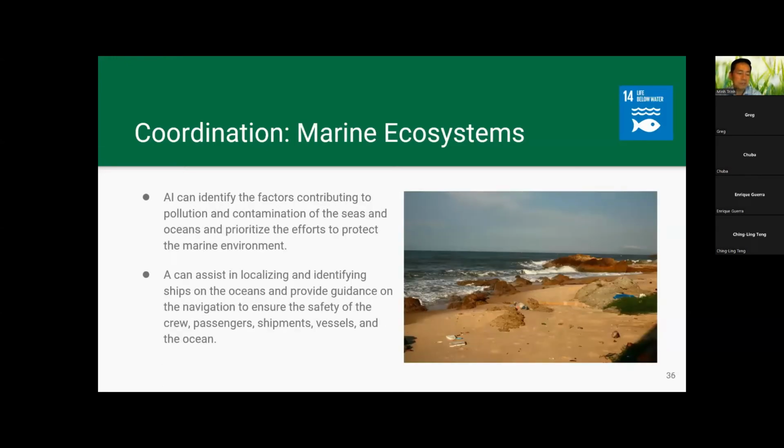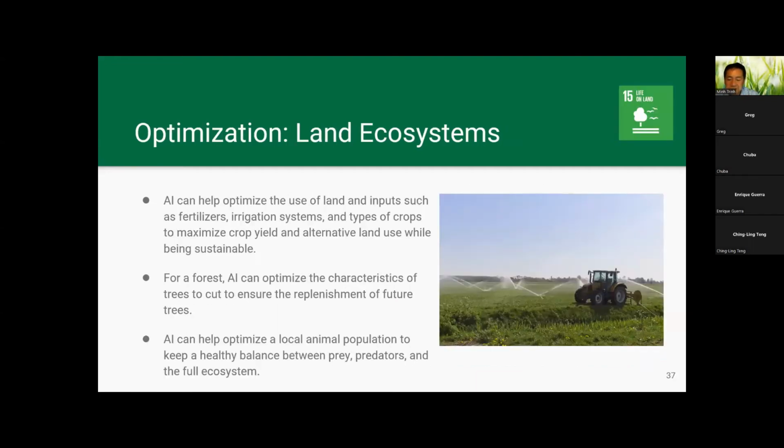For marine ecosystems, AI can identify factors contributing to pollution and contamination of the seas and oceans. AI can assist in localizing and identifying ships on the oceans, and provide guidance and navigation to ensure the safety of the crews, passengers, shipments, vessels, and the ocean.